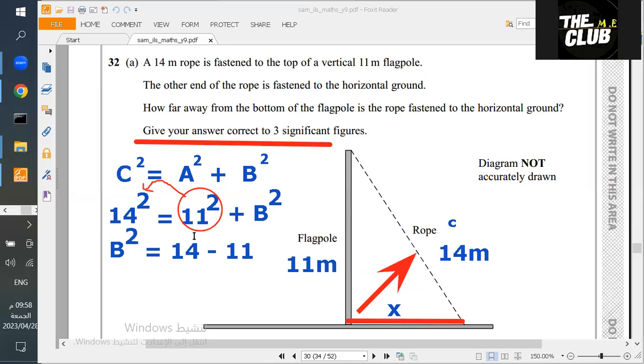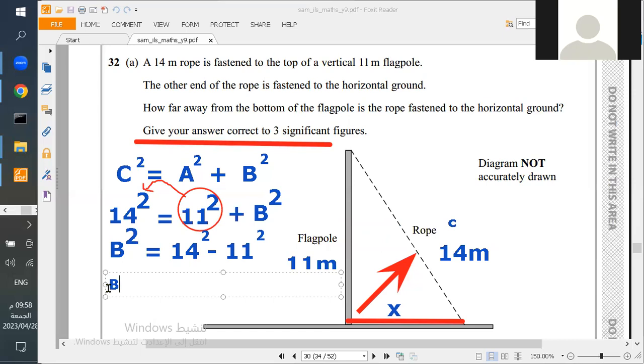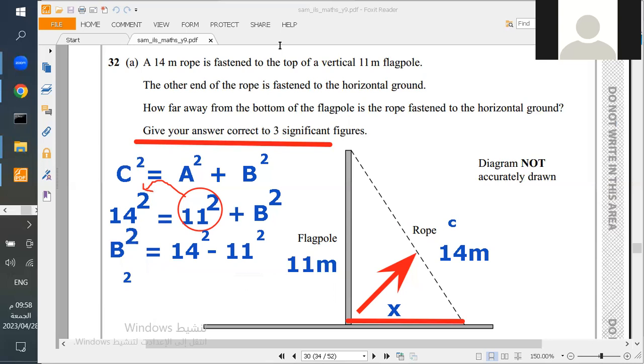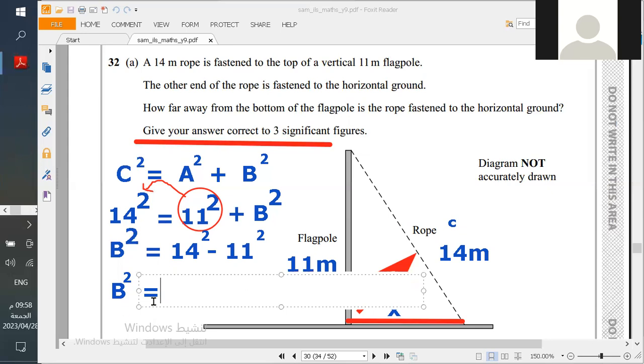When I do 14 squared minus 11 squared on the calculator, what do we get? 75. B squared is 75. Yes, me too. So B squared equals 75. The second thing we want to do is get rid of the square, so we do the square root.